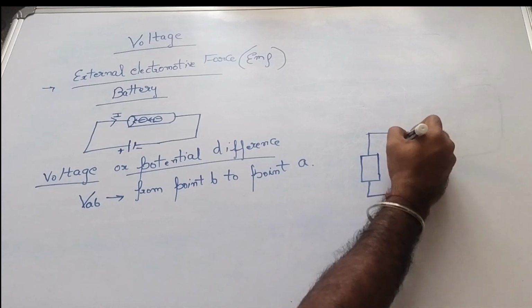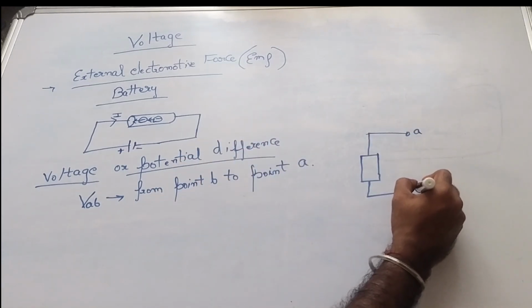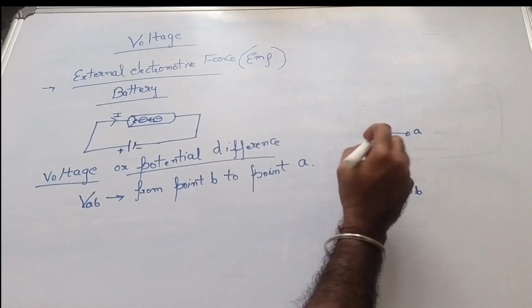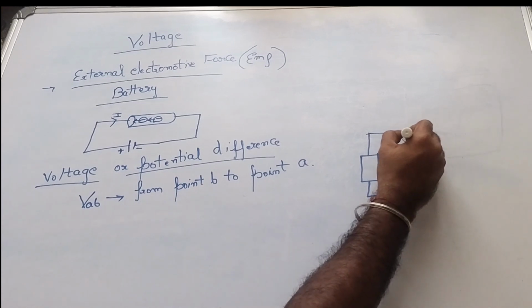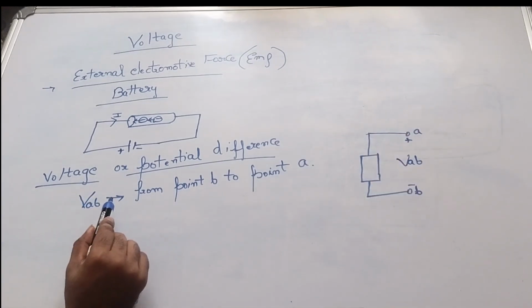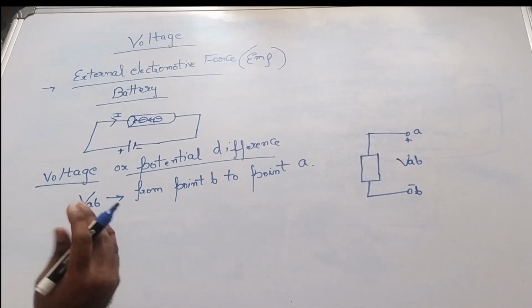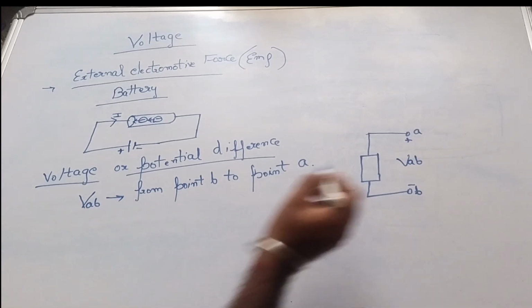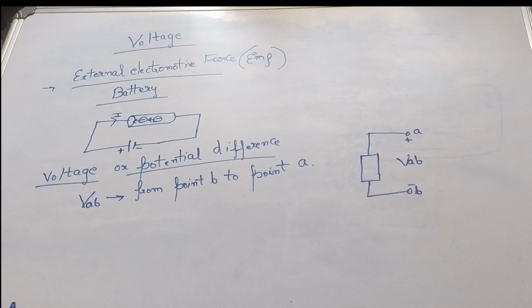Let's take this as an element. It has two terminals, terminals, not points. So terminal A or point A, terminal B or point B. The voltage of this is VAB. VAB is nothing but the energy or work needed to move a charge from point B to point A.